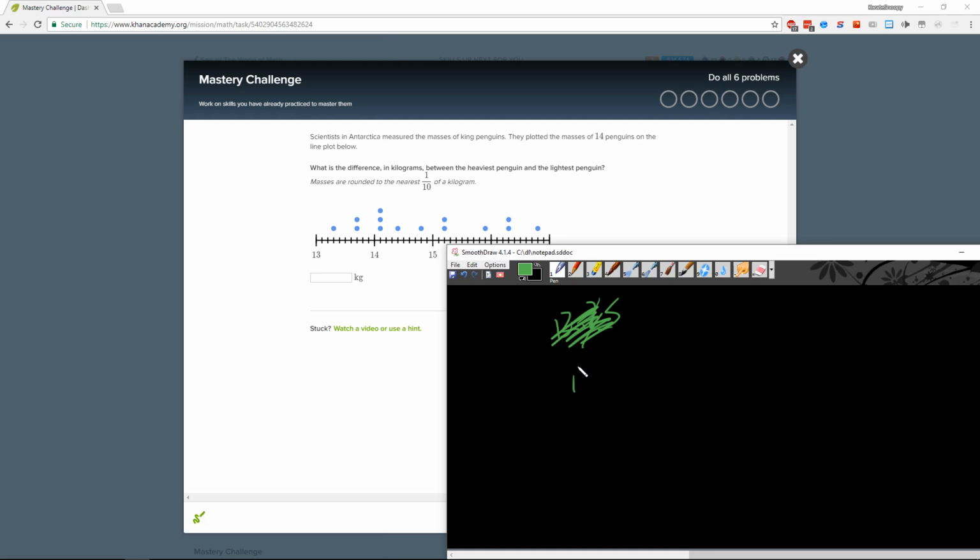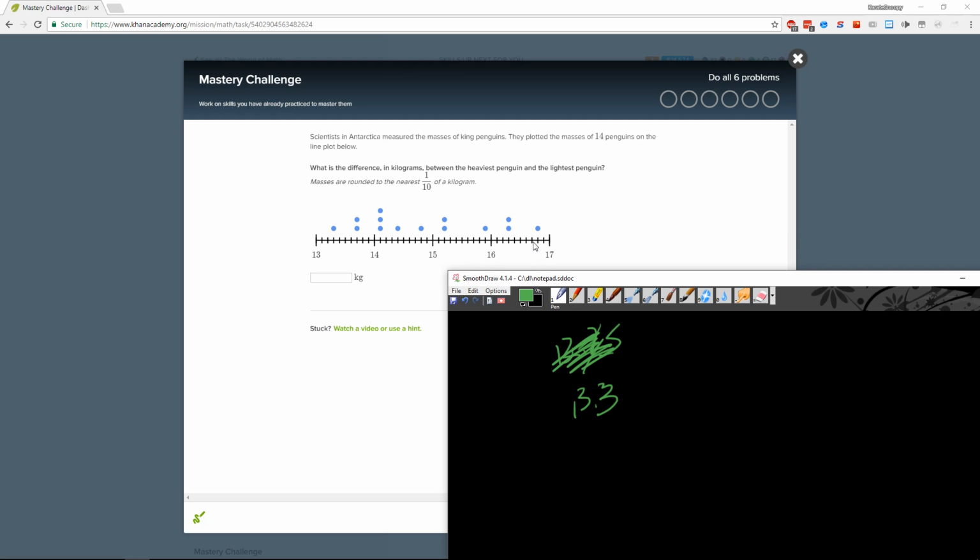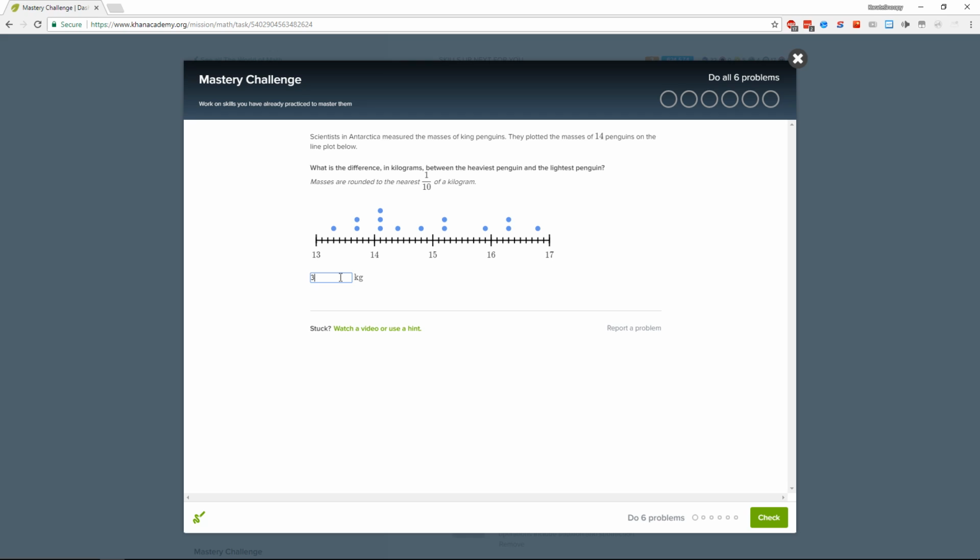Scratch that out. 13.3. And this heaviest dude is 16.8. So what's the difference? 3.5, huh? 3.5.